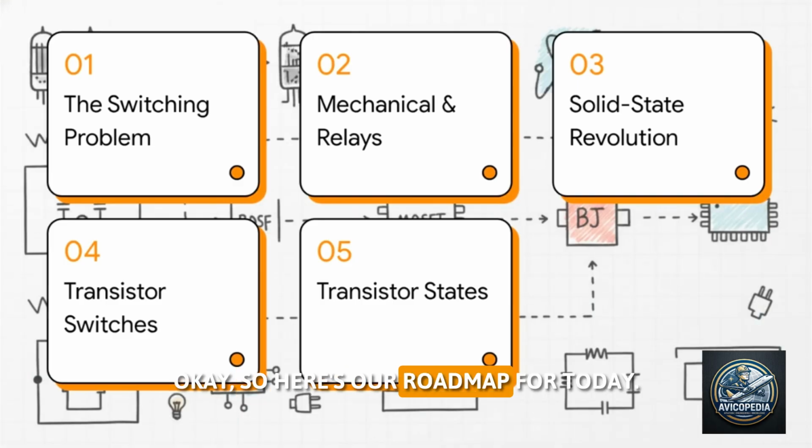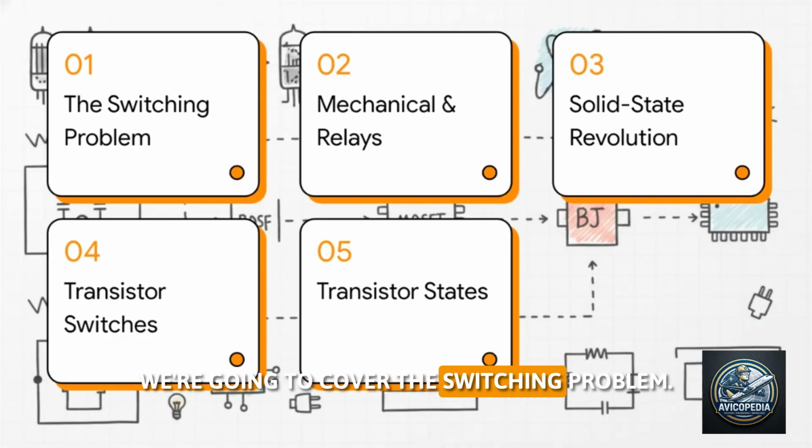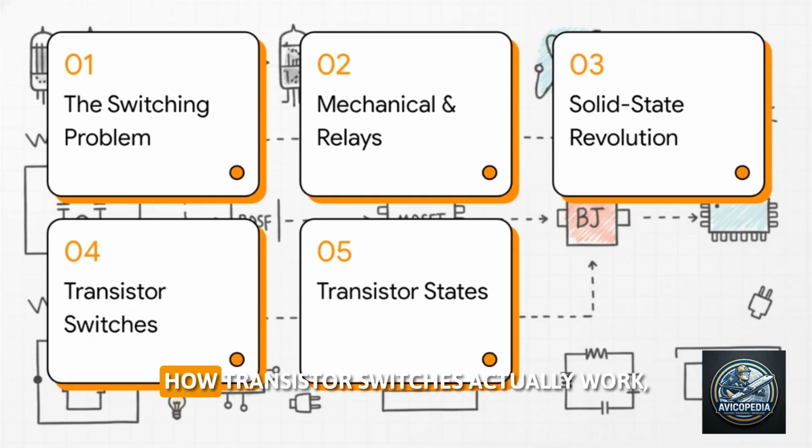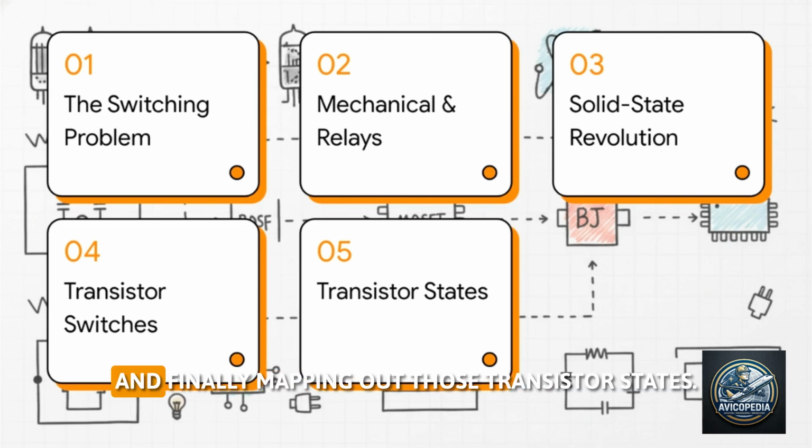Okay, so here's our roadmap for today. We're going to cover the switching problem, mechanical and relay switches, the solid-state revolution, how transistor switches actually work, and finally, mapping out those transistor states.